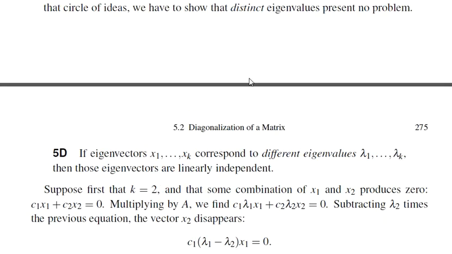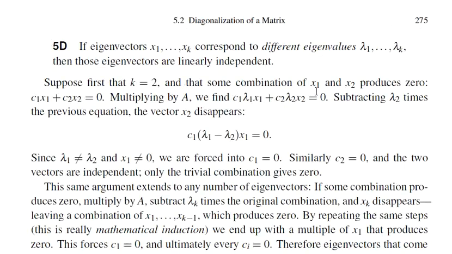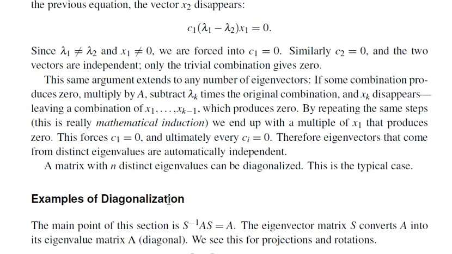Then the next point: the conclusion is that if eigenvectors x1, x2 up to xk of a matrix correspond to different eigenvalues lambda 1, lambda 2 and so on up to lambda k, then those eigenvectors are linearly independent. And if the eigenvectors are linearly independent, we can go for constructing a diagonal matrix.